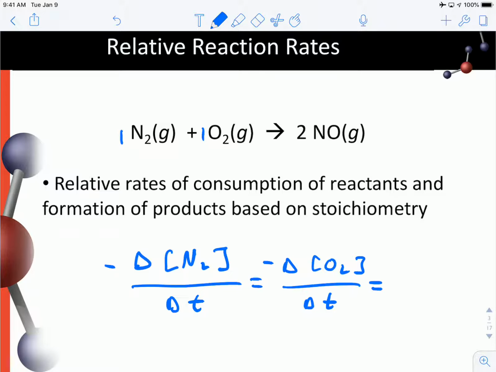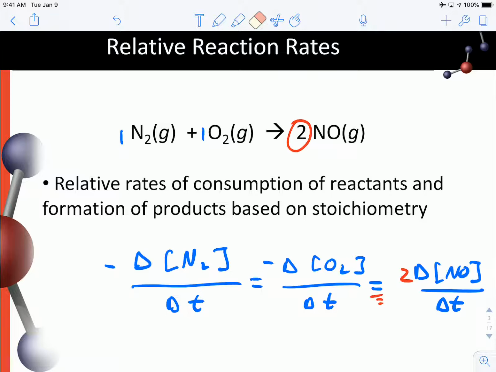The question then becomes, how does that relate to the change in the NO? And you can see that the stoichiometric coefficient for NO here is, of course, 2. And therefore, 2 molecules of NO must form for every one of the N2 and O2 that disappear. So really, NO's rate is twice as fast, right? We're going to form 2 NO for every 1 N2 we lose in a given amount of time.